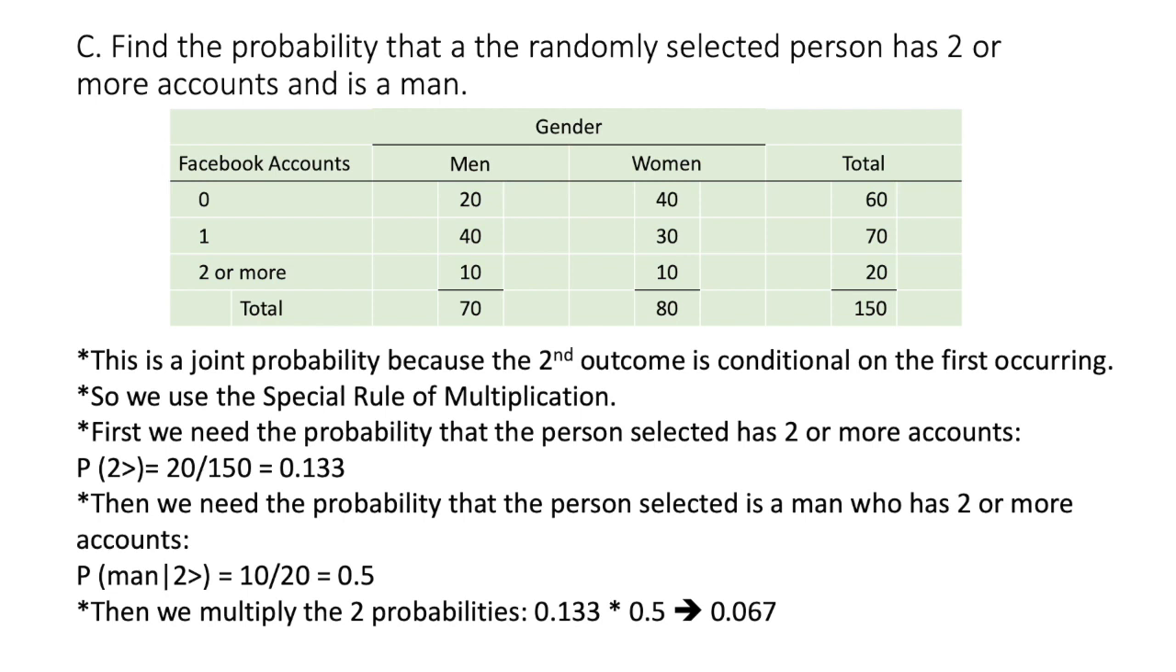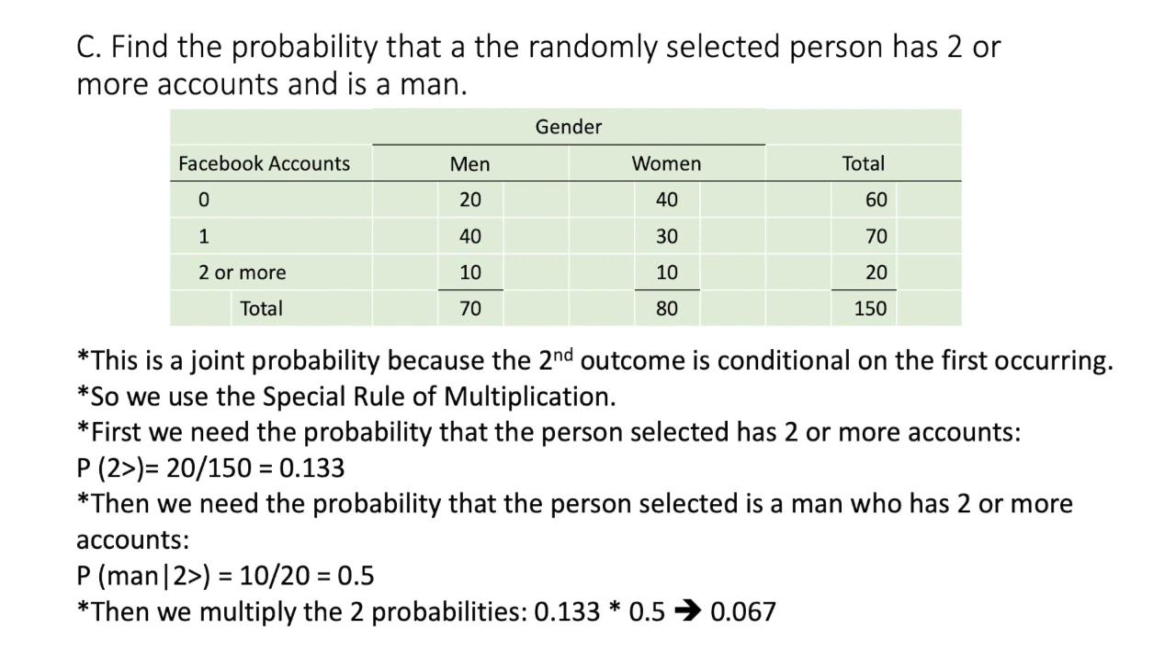But then we need that conditional probability, the probability that the person selected is a man who has those 2 or more accounts. If we look within the 2 or more, there's 10 men that fall into that classification out of a possible 20. It's important to note here, we're not dividing by the 150. We are only dividing by what is possible to be in that grouping, which is only 20 individuals. And so the probability there would be 0.5.